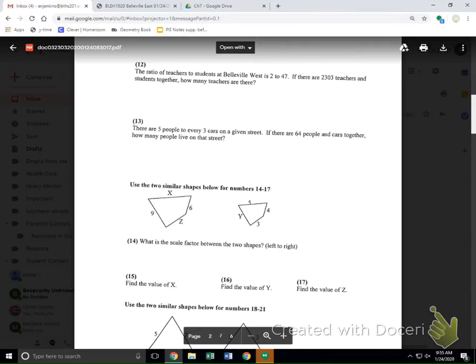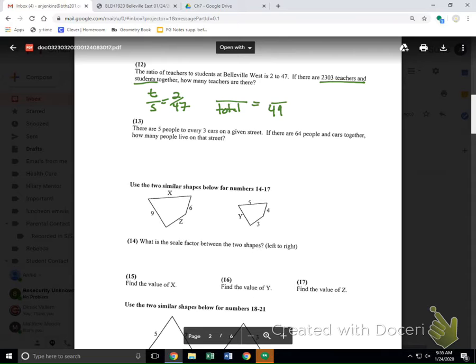Number 12, the ratio of teachers to students is going to be 2 to 47 at West. We want to talk about a total of 2,303 teachers and students. So again, they're talking about a total. How did we represent that before? What did you have to do to find total? So our total here would be our 2 parts added together again. So 2 plus 47 is 49. So that goes in our denominator.